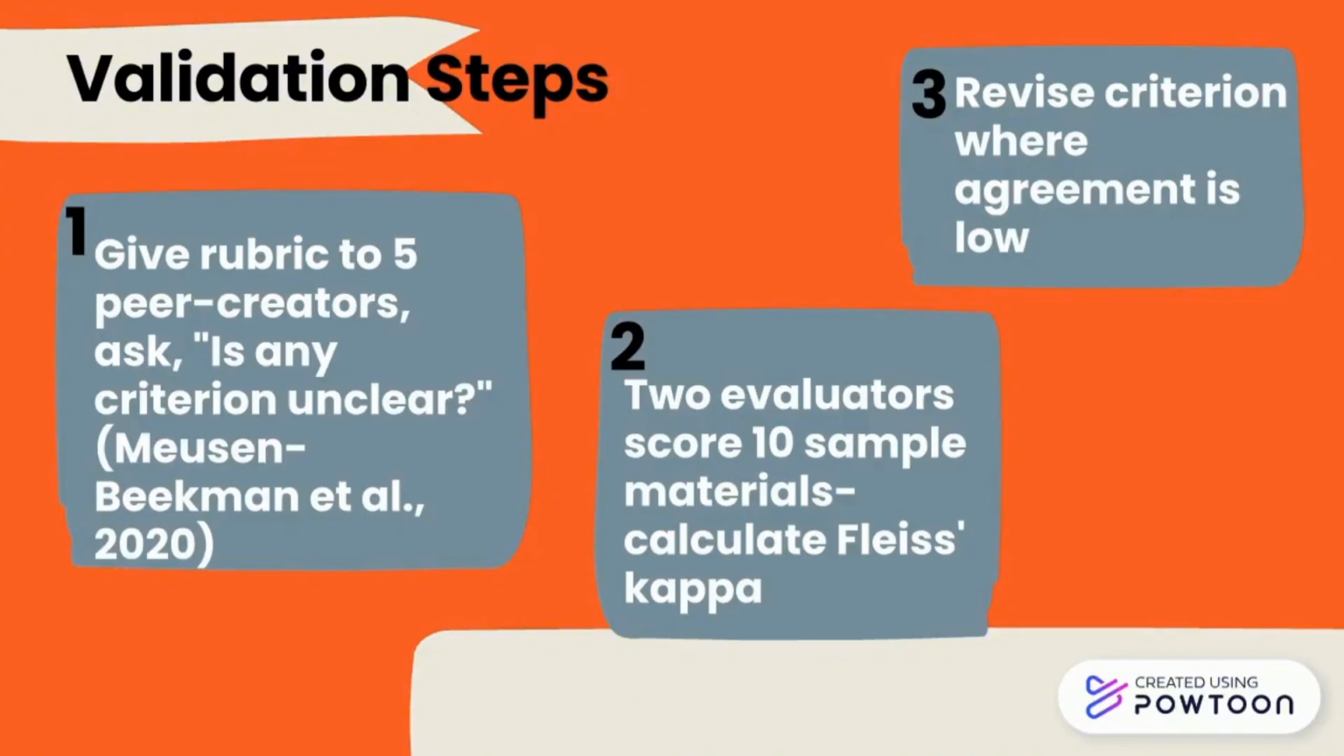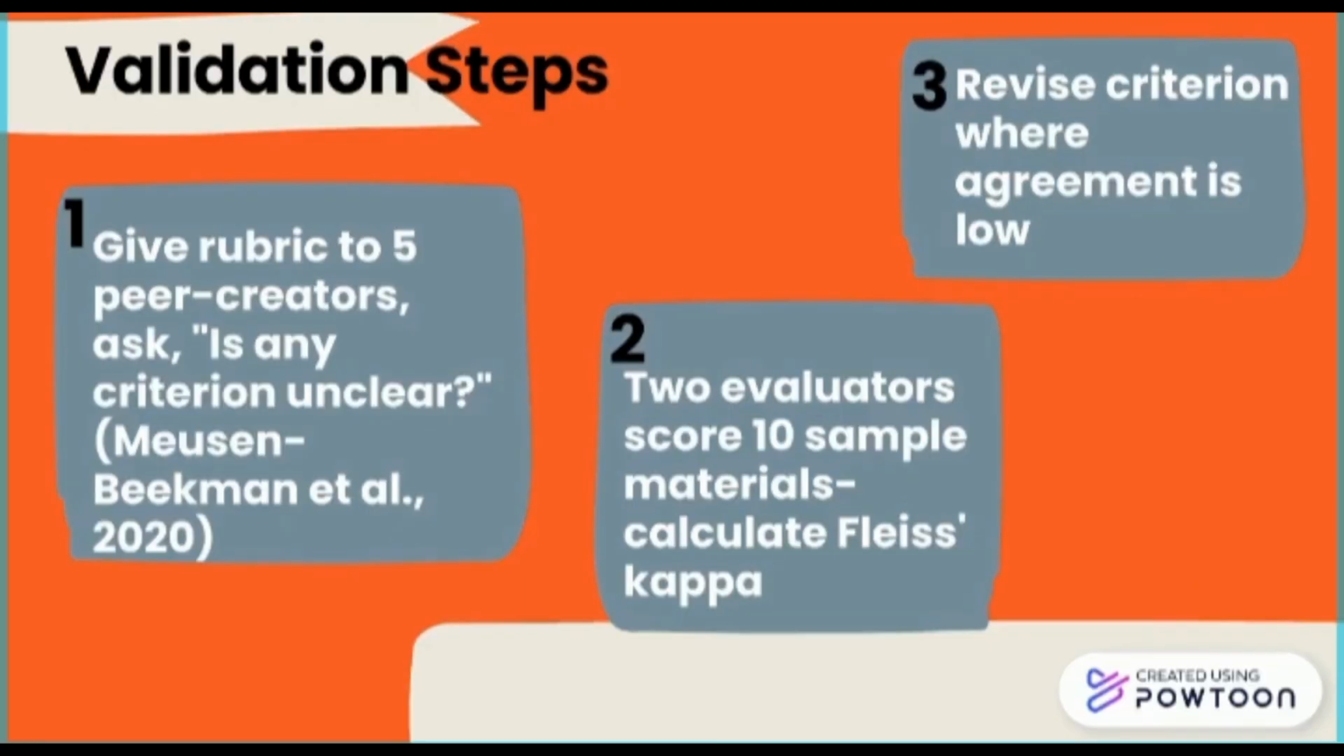According to Amosin Beckman and colleagues, 2020, in Studies in Educational Evaluation, validation requires both quantitative and qualitative methods. Quantitatively, you want inter-rater reliability, or IRR, above 0.75, measured by percent agreement, kappa, or intra-class correlation. Qualitatively, you use think-aloud protocols or focus groups to identify confusing wording.